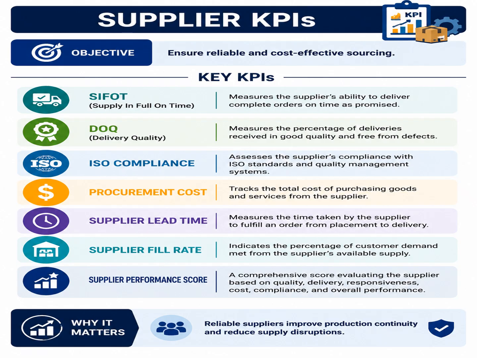Monitoring these KPIs helps organizations identify high-performing suppliers, strengthen supplier relationships, reduce supply chain risks, improve production continuity, minimize disruptions, and achieve greater operational efficiency and cost savings.